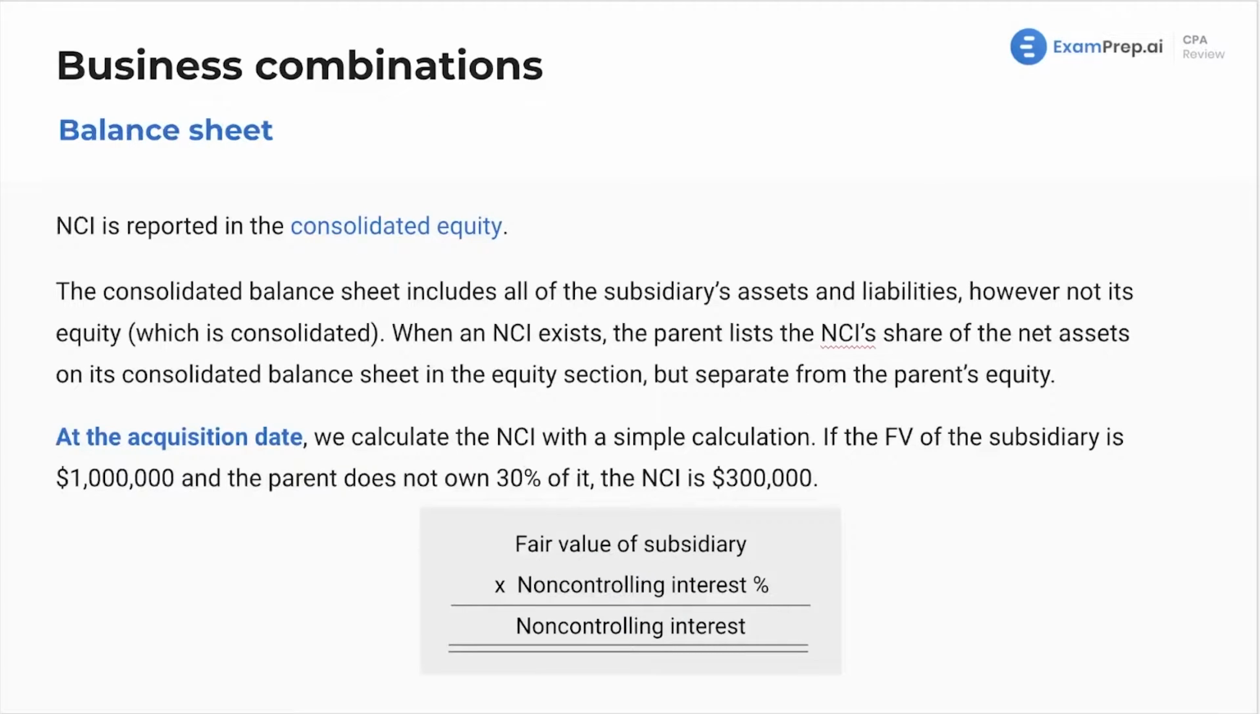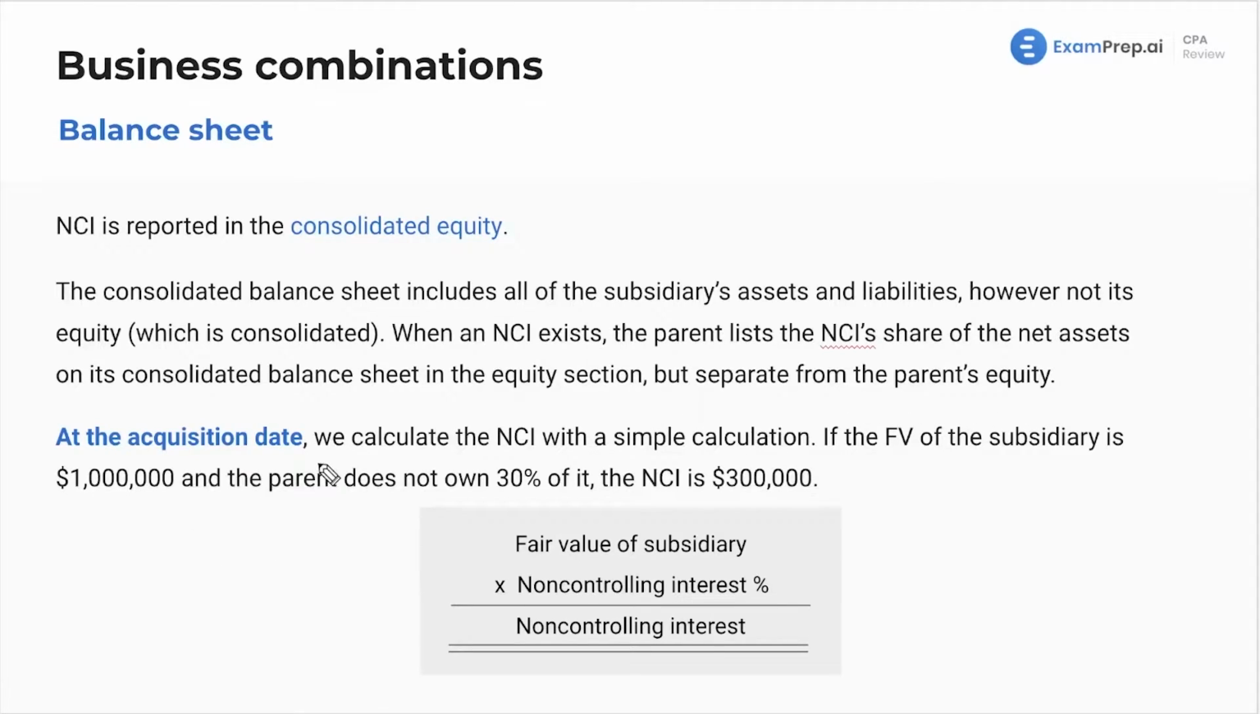So NCI is reported in consolidated equity. The consolidated balance sheet includes all the subsidiaries' assets and liabilities, however, not its equity, as we mentioned. You'll see a bunch of questions that ask, what's the total equity here? And it shows the parent and subsidiaries' information. Well, you just X out all of the subsidiaries' equity and you include just the equity of the parent. When an NCI exists, the parent lists the NCI's share of the net assets on its consolidated balance sheet in the equity section, but separate from the parent's equity.